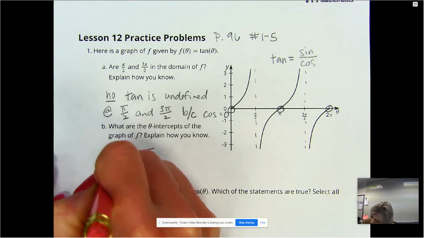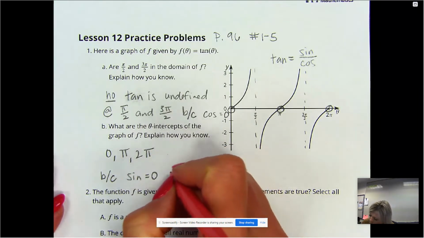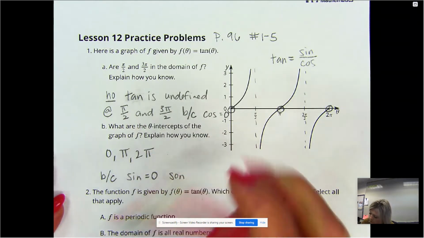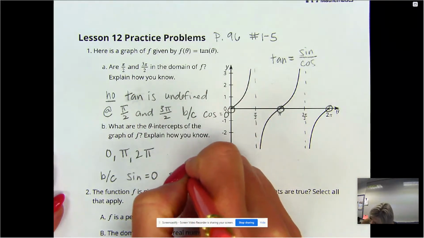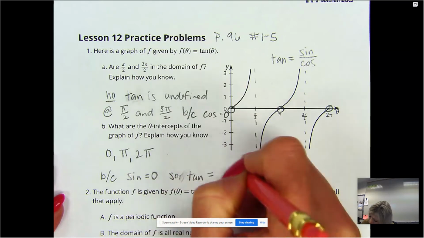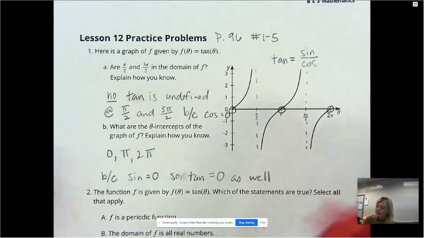And so we're going to say because sine equals 0, tangent equals 0 as well at those three places.